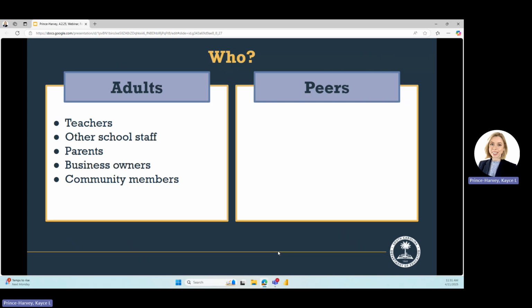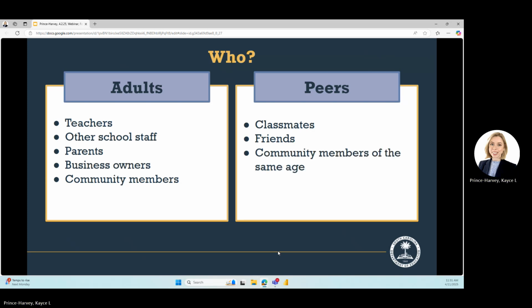So what students are being expected to accomplish through their work. Some adults may be better suited for whatever that work is. For peers, the feedback could be given by classmates, but it could also be friends, community members who are of the same age, or even global peers of the same age, where students may utilize technology or communication methods to receive feedback from others who may have a different perspective or different experience from them.